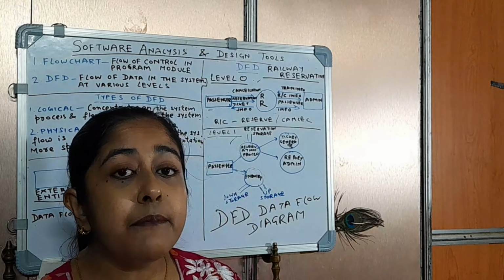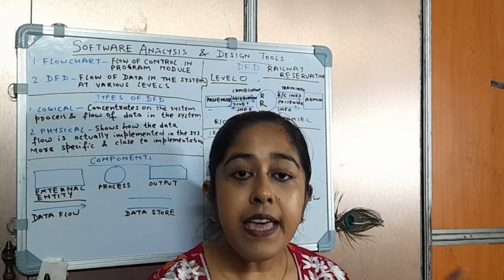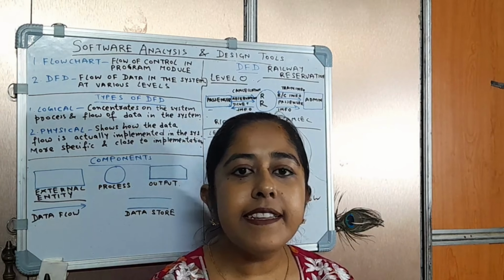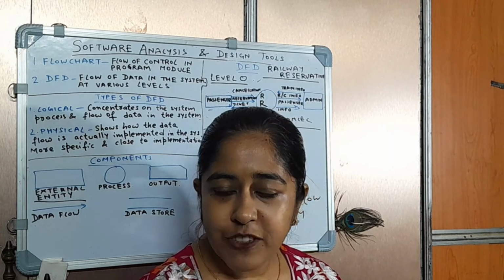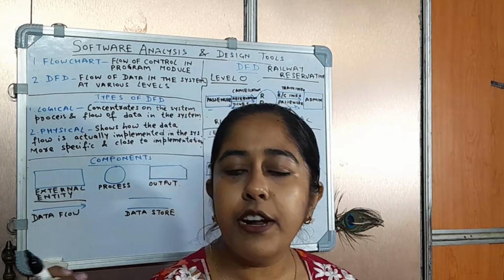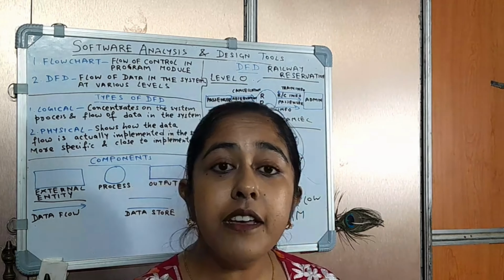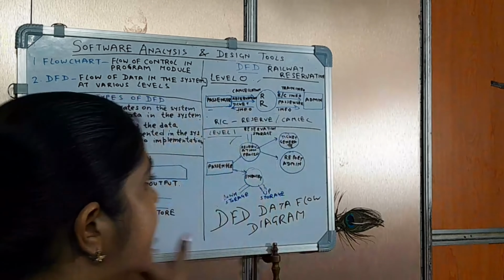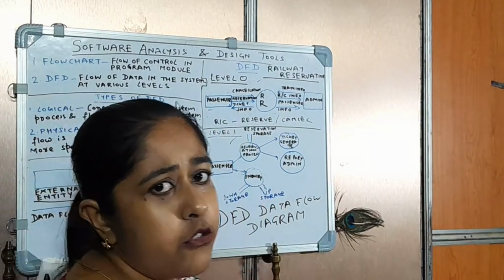Entities are basically objects. I have already told you in the previous class, you can see that video, that entities are basically some objects. For example, in banking software, the bank; in a library management system, student, teacher, anything. So these are the basic entities. These entities are being shown here as external entity, as just a rectangular form.